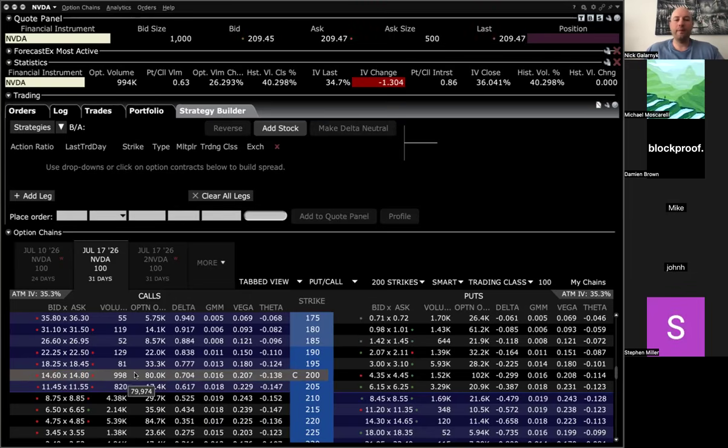And so with this in mind, let's say you have a thesis, for example, that NVIDIA is going to run to 230 by the expiration date, July 17th. Well, if you were correct in that assumption, you would essentially double your money on this position. So you turn $1,500 roughly into $3,000. And on a 10K account, that would require you to risk 15% of your account to make a return of 15%.